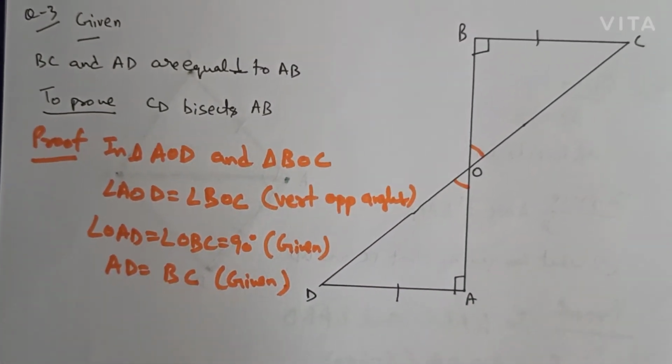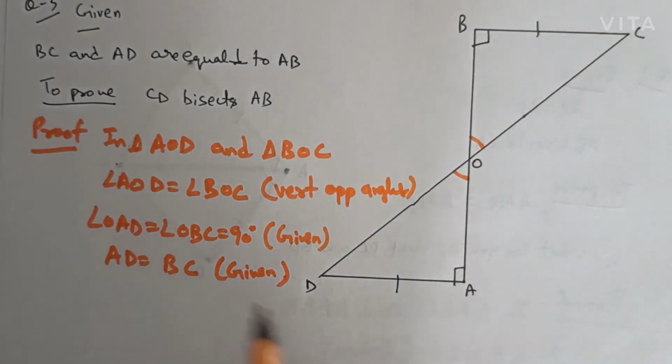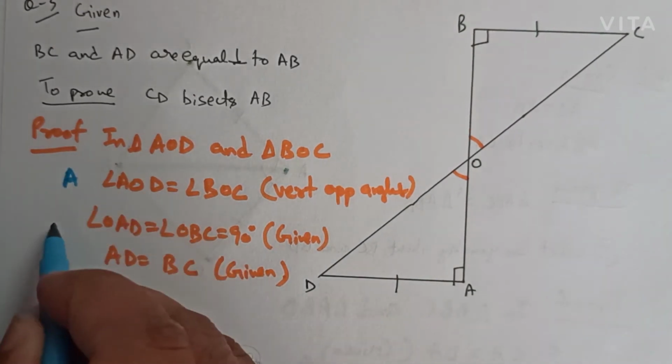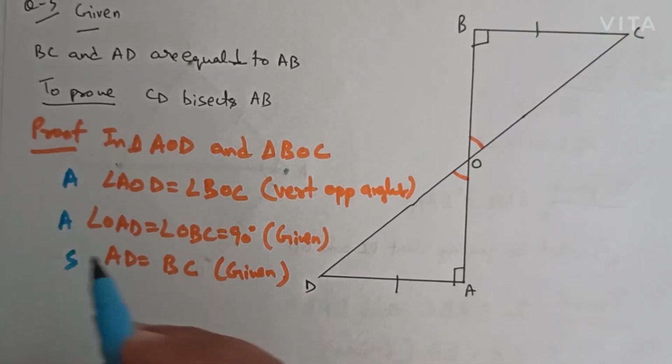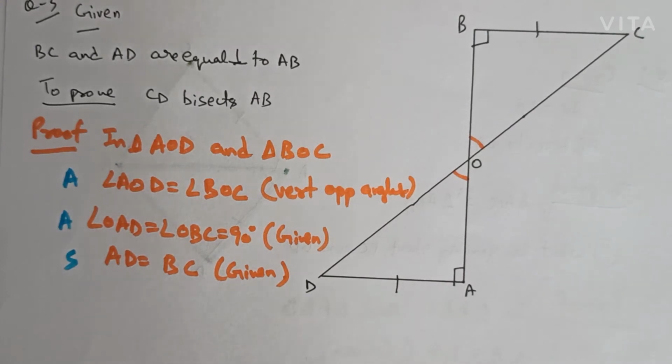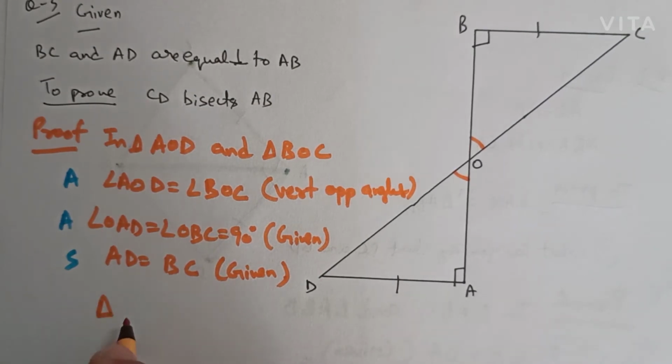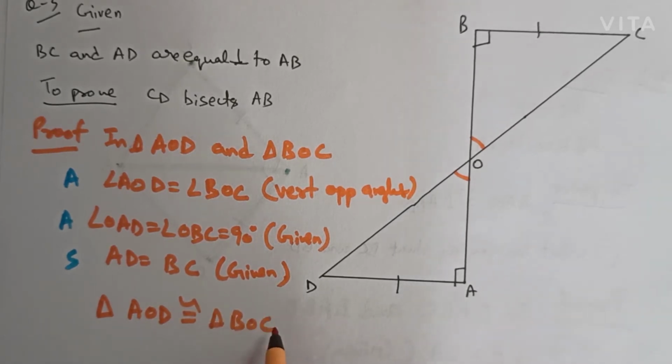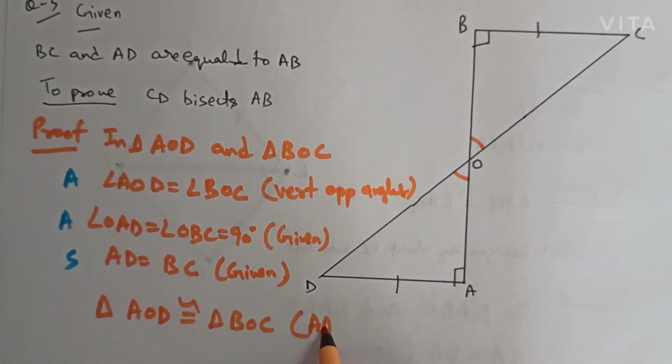Okay, so if this is the case, then we can say that by angle side congruence we can say that triangle AOD is congruent with triangle BOC by angle side congruence.